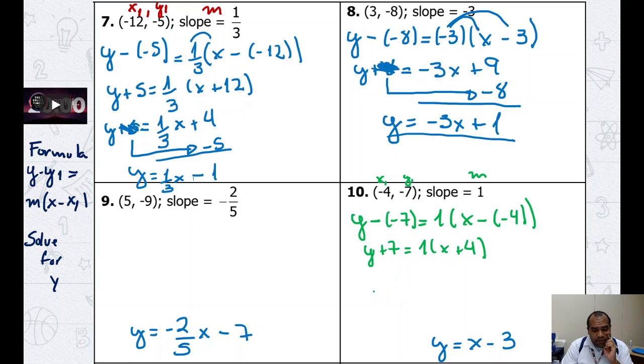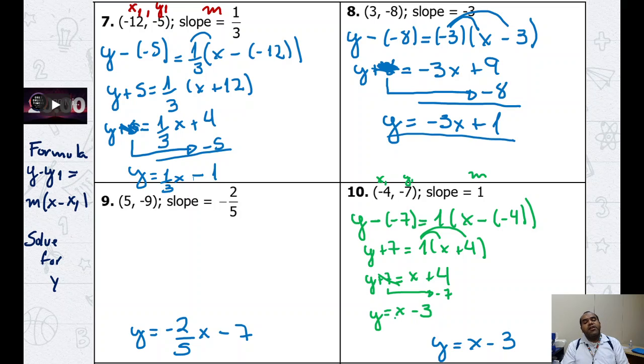Right now, let's distribute. y plus 7 equals 1 times x, just x. 1 times 4, it is 4. Right now, let's move positive 7 by its opposite, negative 7. Goodbye 7. And I have here y equals x, 4 minus 7, it is negative 3. Here is our slope intercept form, the equation y equals x minus 3. Great. Let's go ahead a little bit. Let's go to the next one.